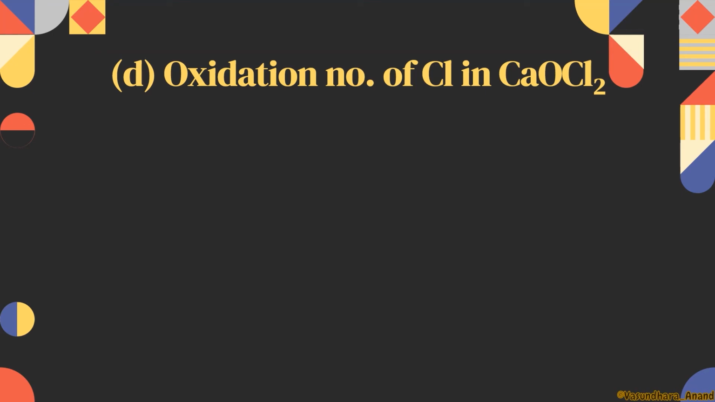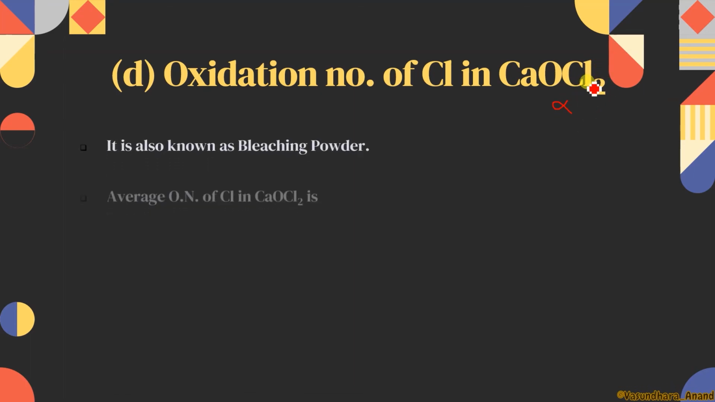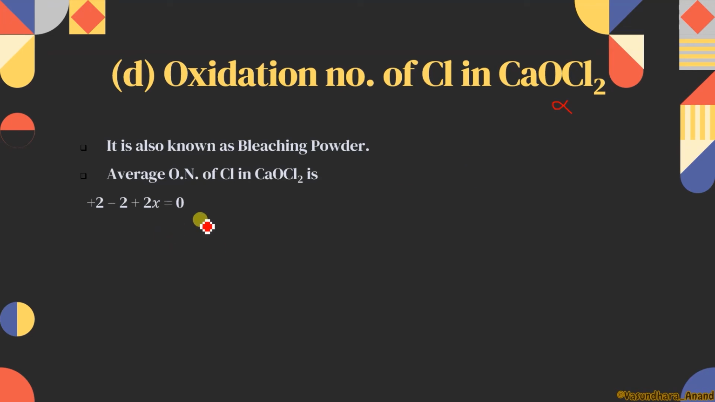Do you remember? This is called bleaching powder, and I told you in class 10th only that this way of writing the bleaching powder structure is completely wrong. Why? Because both the chlorines do not have the same oxidation number. If you do it here, you are going to get 0 oxidation state for both chlorines if you follow this structure. But that is not the case.